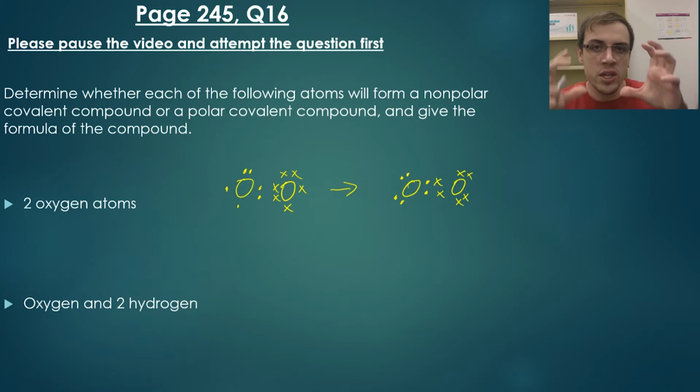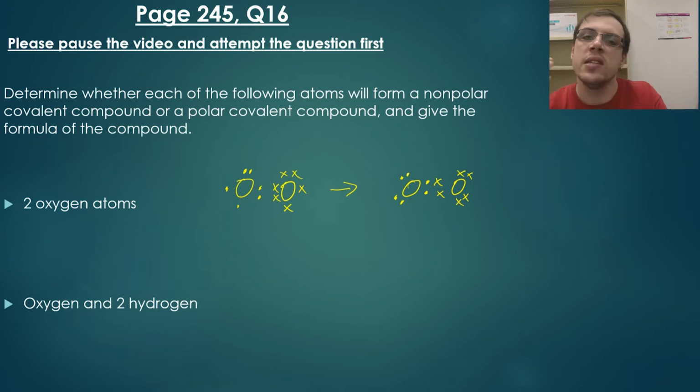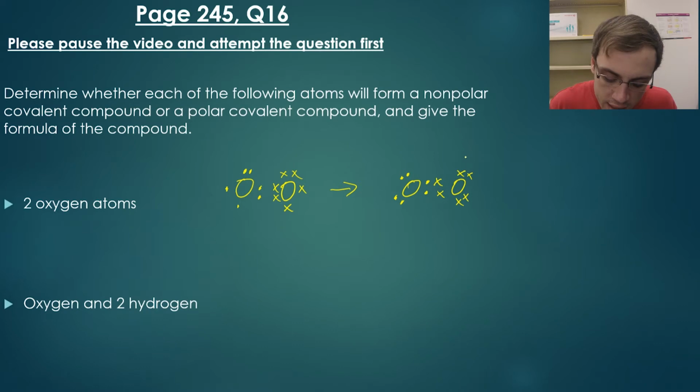So you've got oxygen and oxygen. One is not more powerful at trying to steal electrons than the other. So it's not like this oxygen has more ability to hold on to those electrons than this oxygen. They're perfectly equal. And it's because of this that it is non-polar.